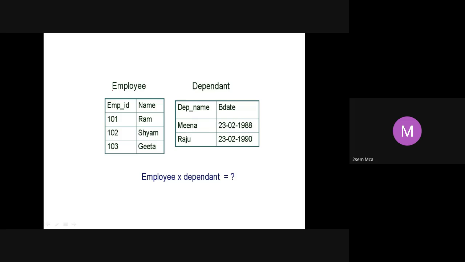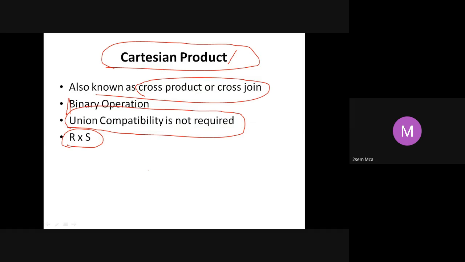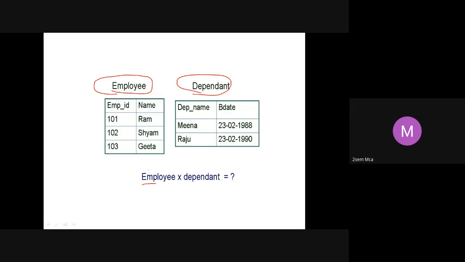Now, we have taken here 2 tables, employee and dependent. If I do a cross join, I can call it cross join, I can call it cross product, I can call it Cartesian product. All are the same. If I do a cross join or take a Cartesian product of employee into dependent, what do you get? Can anyone give this answer to me? What do you get if I do a cross product on these 2 tables?